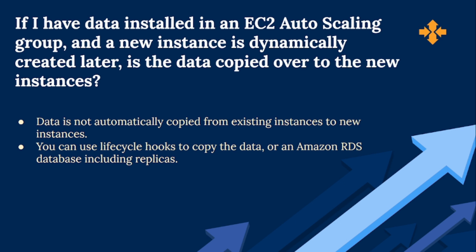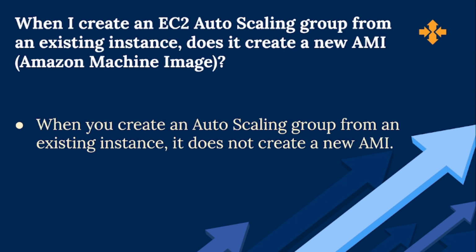If I have data installed in an EC2 Auto Scaling group, and a new instance is dynamically created later, is the data copied over to the new instances? Data is not automatically copied from existing instances to new instances. You can use lifecycle hooks to copy the data, or an Amazon RDS database including replicas. Let's see the next question.